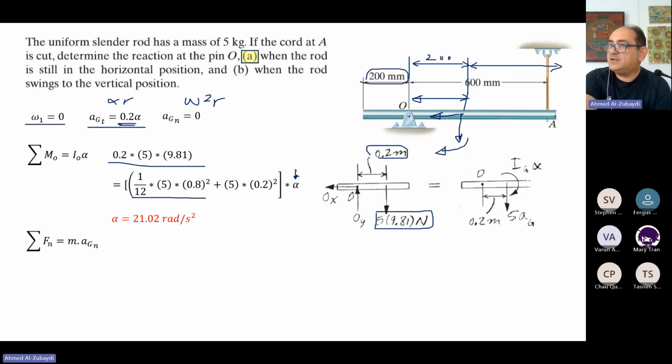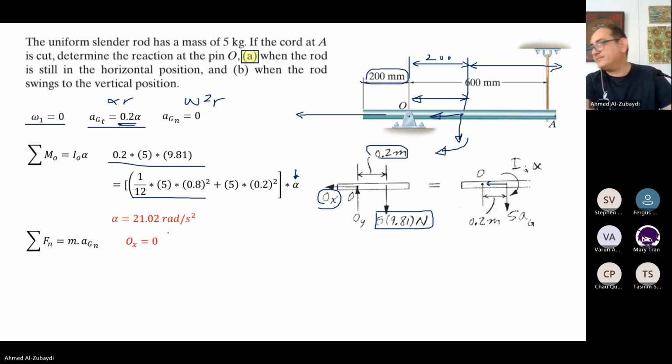So, for example, I will take the normal direction, which is going to be, in that case, the horizontal one. That's the normal. The free body diagram, normal forces are the OX. And the kinetic diagram is going to be equal to the mass multiplied by the AN. So the AN, or the AG normal, is 0, so I can say that the reaction is going to be equal to 0 in the x-axis.